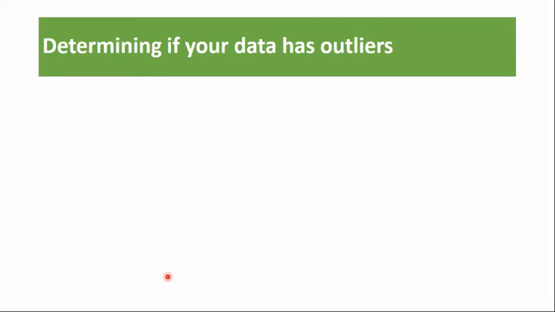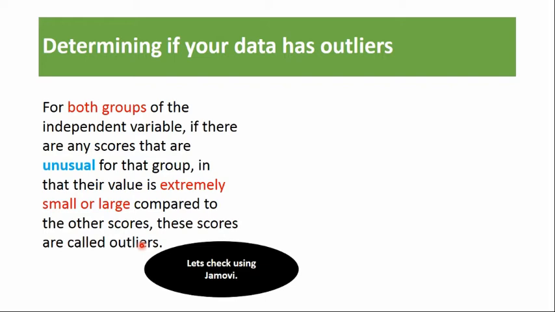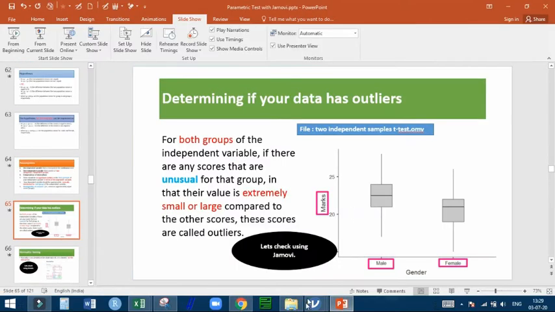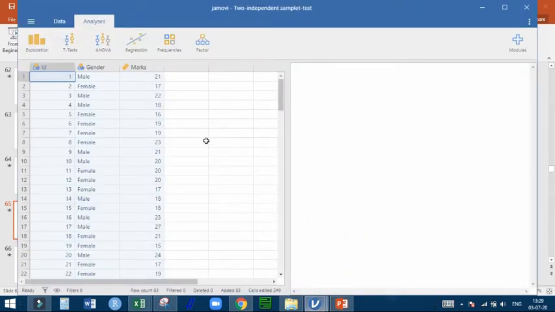Determining if your data has outliers for both groups, male and female, of the independent variable. If there are any scores that are unusual for the group, in that their value is extremely small or large compared to the other scores, these scores are called outliers. Friends, let's check using Jamovi. Our file is 2 independent sample t-test. This is the file. We will check outliers.